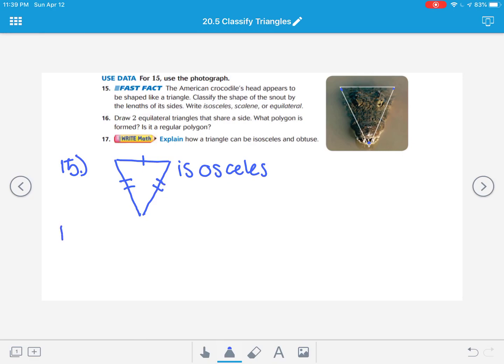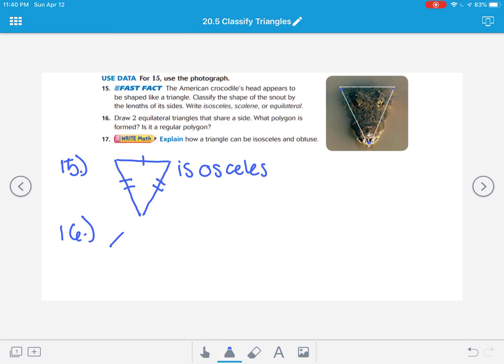Number 16. Draw two equilateral triangles that share a side. What polygon is formed? Is it a regular polygon? Okay, this is a bit of review. So it says draw two equilateral triangles that share a side. Equilateral triangles mean all of the sides are the same length.